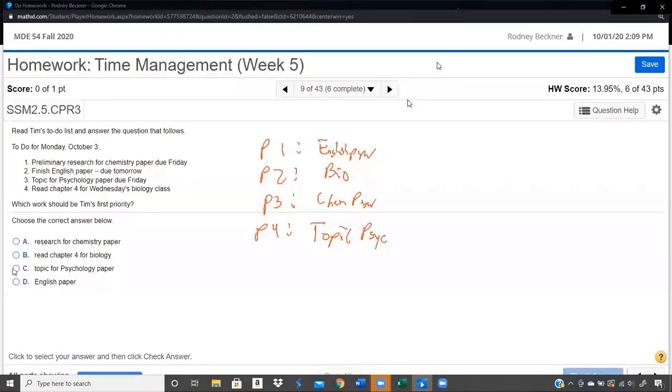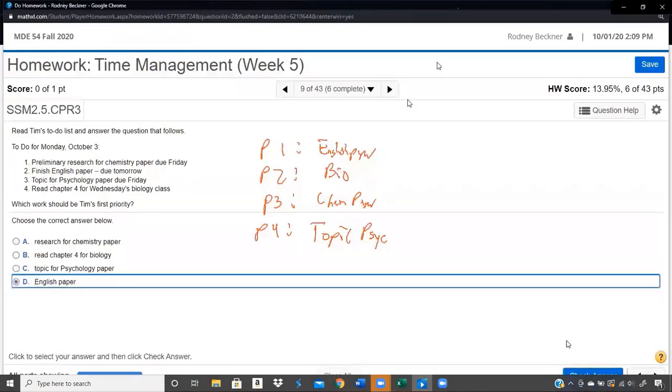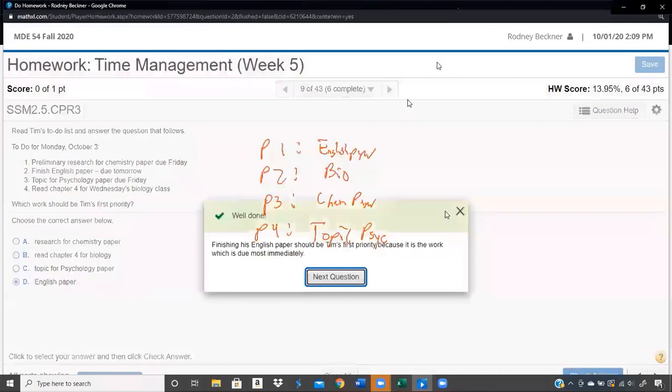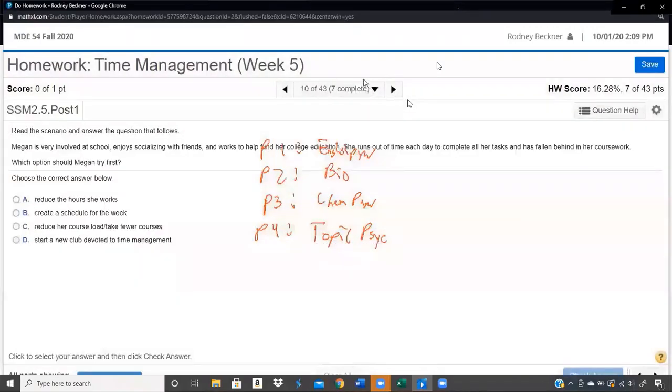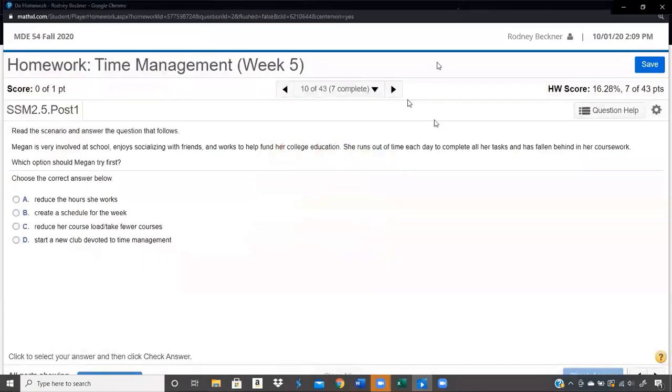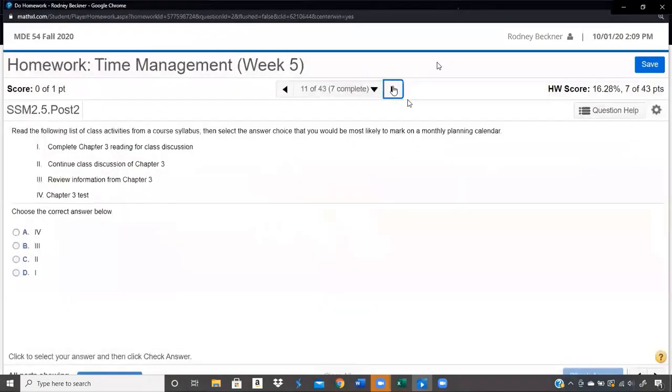So we said the English paper is highest priority, and they agree. Let me annotate, clear the screen. There we go. Go away. Nope.